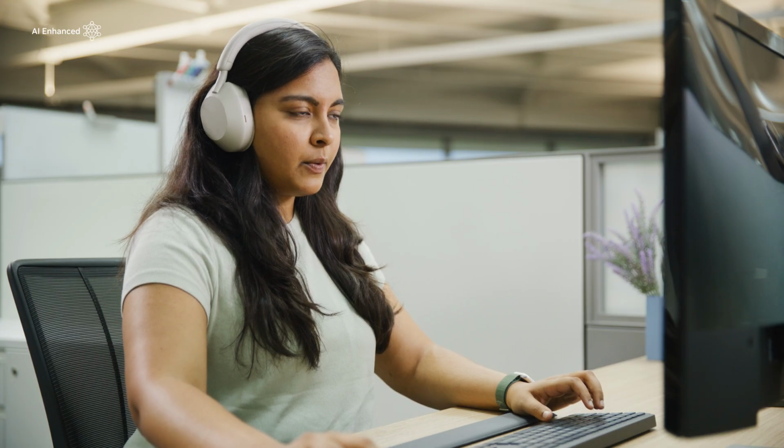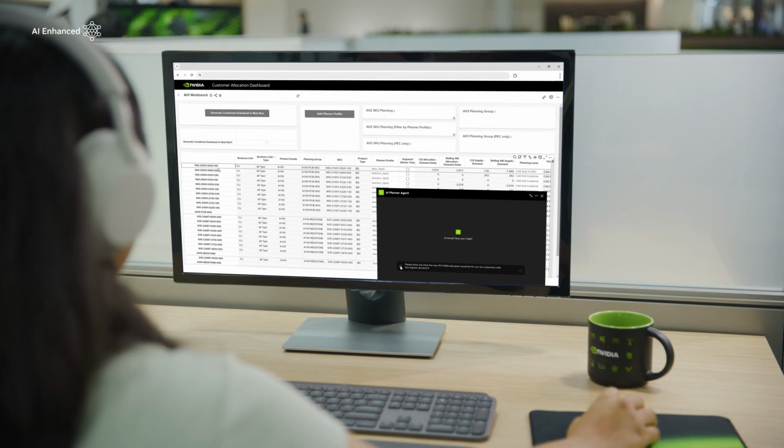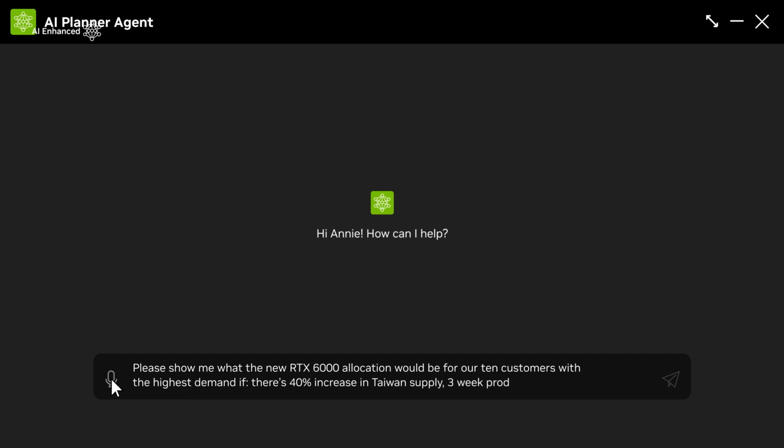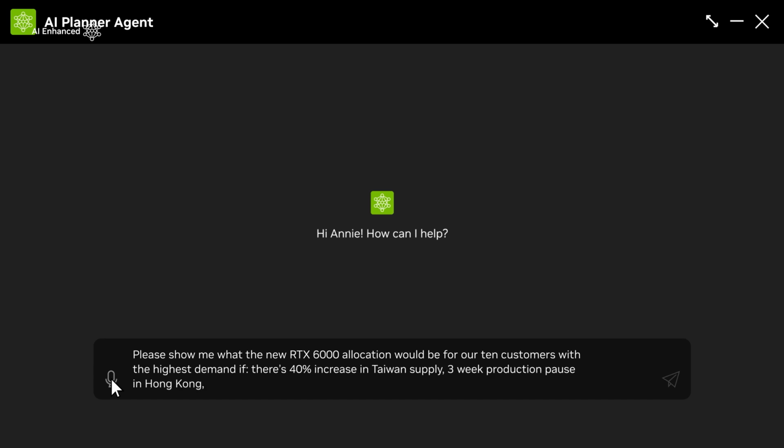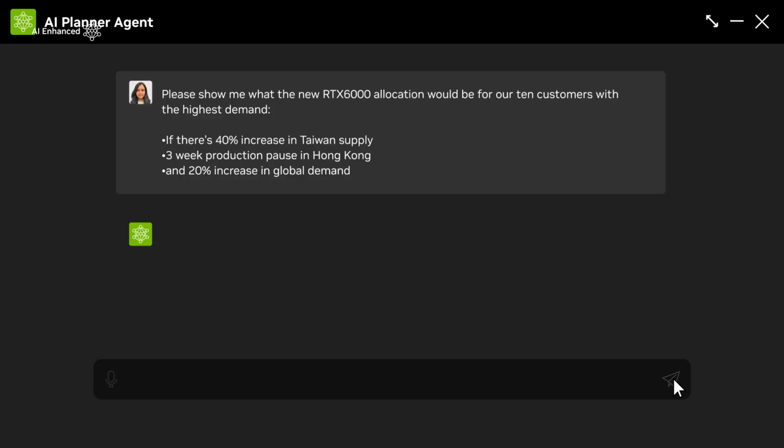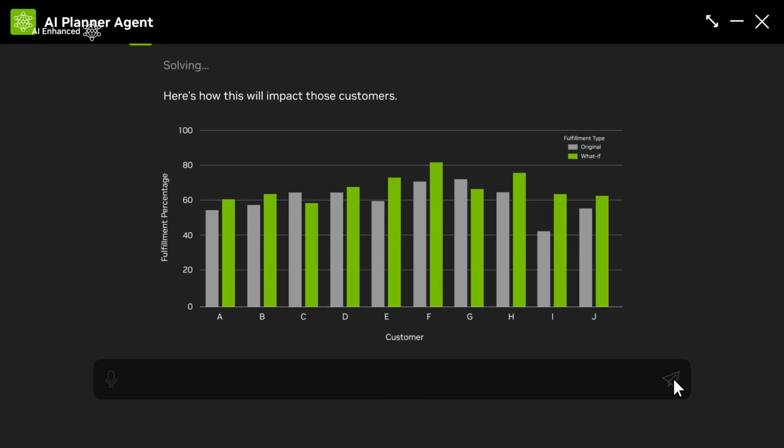Please show me what the new RTX 6000 allocation would be for our 10 customers with the highest demand. If there's 40% increase in Taiwan supply, 3-week production pause in Hong Kong, and 20% increase in global demand. Acknowledging constraints, solving. Here's how this will impact those customers.